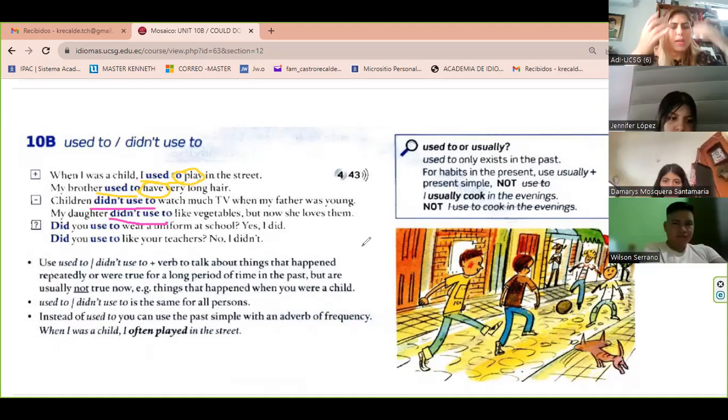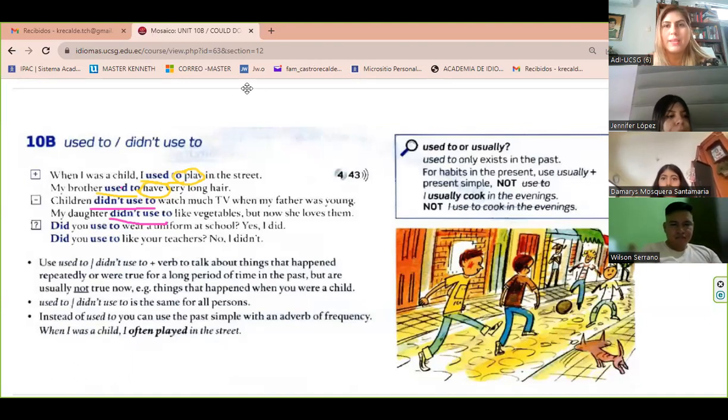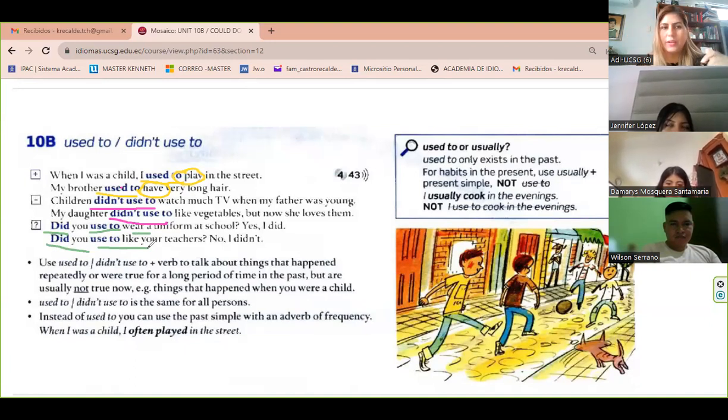Okay, let's continue. So, as I was telling you, when you have didn't, this verb comes in present. When you talk about affirmative, the verb comes here, used to in past. Now, if it is a question, the question goes in past. So we say, did you used to, and the verb comes in present. Wear a uniform? Did you used to like your teachers? No, I didn't. Okay, so I want you to notice here, when you have did or didn't, used to comes in present, always, okay? Now, when do we use used to or didn't used to?